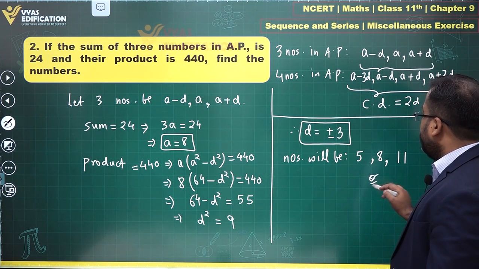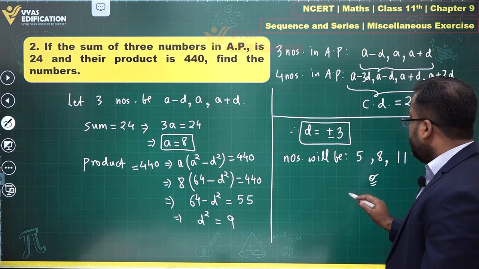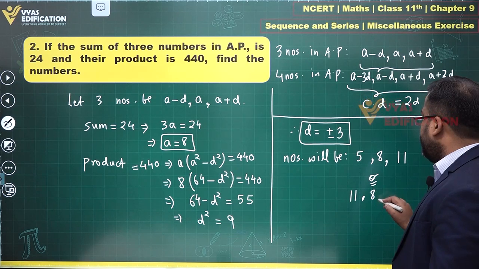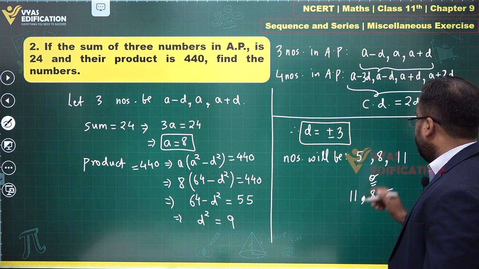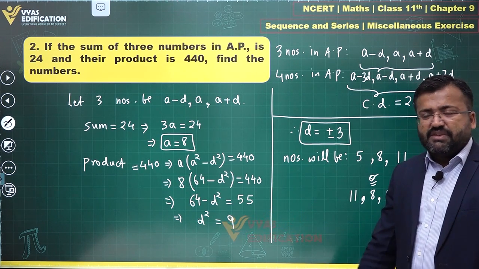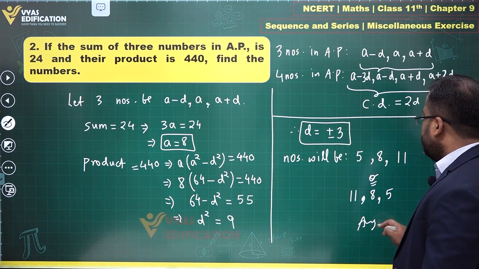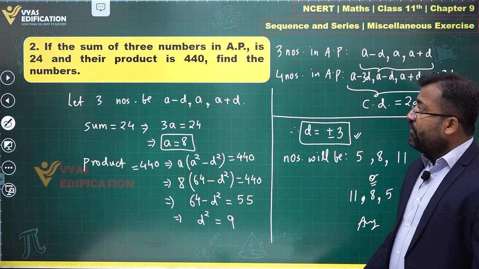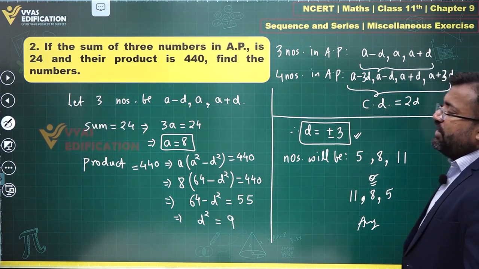Or if you take D is equal to minus 3, you will get 8 minus of minus 3, 11, 8 and 5. This or this, basically 5, 8 and 11 or 11, 8 and 5, they are the same numbers basically, right? So that's my correct answer for this question using two different values of D obtained as you can see over here, right? Is that all in this question? Yes.